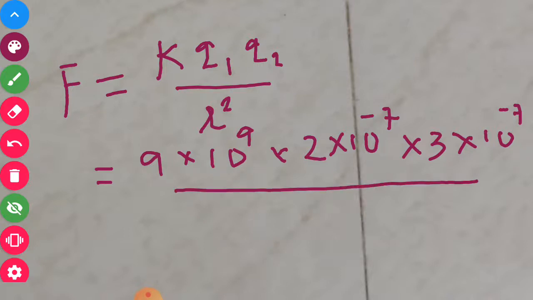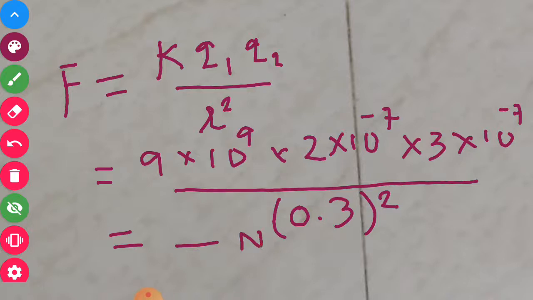square of distance. Now distance is 30 centimeters, so we have to convert it into meter, so it becomes 0.3 meter, and square of it. If you simplify you will get the answer, and that answer's unit will be Newton. It will be 6 into 10 raised to minus 3 Newton. So this will be the answer of this question.